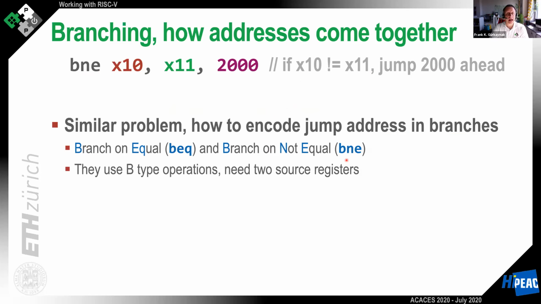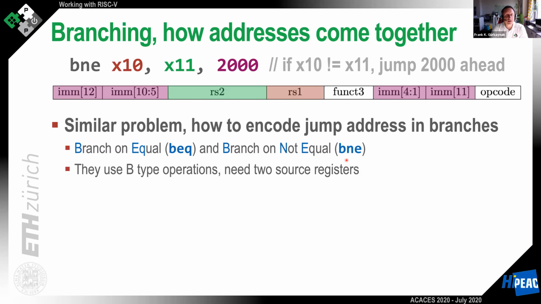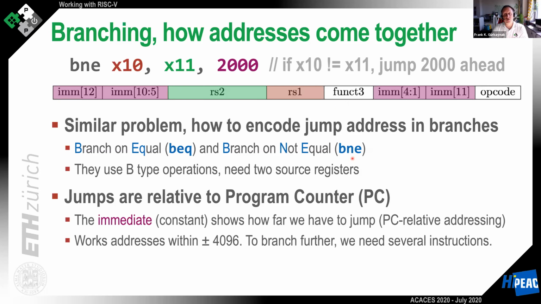What do we do? It's a similar trick that we use, but in this case, we have the program counter, which is pointing to the next address, and the jumps are then relative to this program counter. So what you do is you take the immediate, the constant, and we add it to the program counter. We call this program counter relative addressing, and it works well if the addresses remain within some range, in this case, plus or minus 4096.